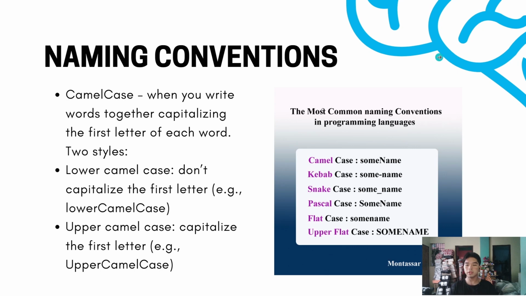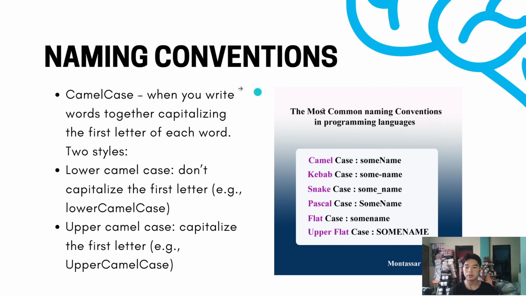Okay, so in naming conventions, we also have examples. First is the camel case, when you write words together, capitalizing the first letter of each word. It has two styles, which is the lower camel case, wherein you will not capitalize the first letter.